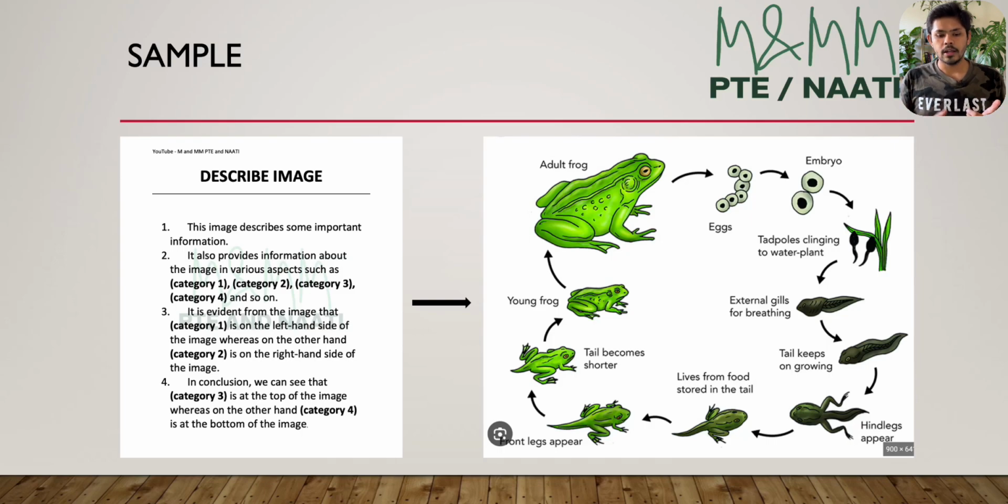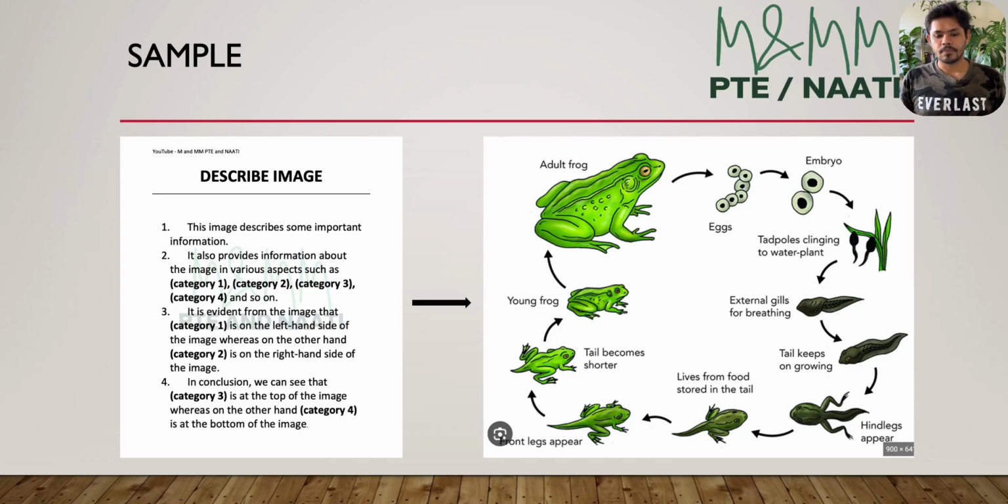Okay. The next one, it is evident from the image that black is on the left hand side of the image, whereas on the other hand, white is on the right hand side of the image. Now don't think, what if black is not on the left hand side of the image? What if white is not on the right hand side of the image? Or whatever you're speaking doesn't make sense. Yes, it doesn't make sense, but we don't need to make sense in describe image. All we need to be careful about is fluency. Am I fluent? If my answer is yes, I'm getting my score. Doesn't matter how good or bad your content is. So don't worry about it.